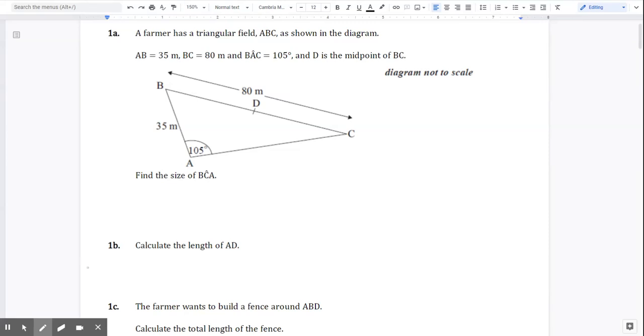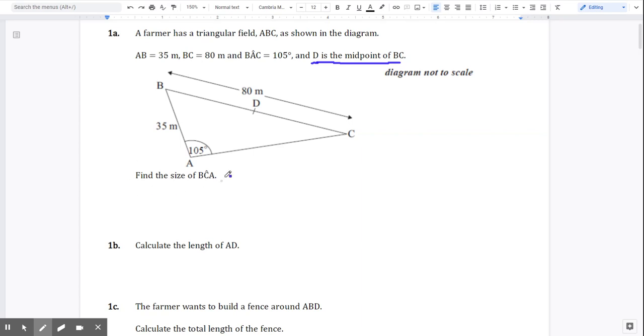All right, Unit 6 review, trigonometry. Number 1, a farmer has a triangle field ABC shown in the diagram. They give us that length AB, or you could call it side C, is 35 meters. BC is 80 meters, and angle BAC, or angle A, is 105 degrees. They also tell us that D is the midpoint of BC.